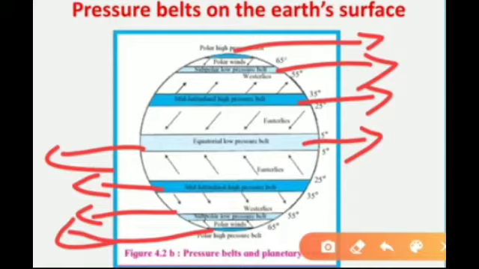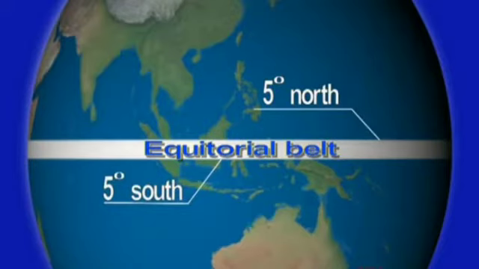Same pressure belt, student, we see in the south side also. So both the hemispheres have the same pressure belt. Now can you see the equatorial low pressure belt over here? Yes. On the north side the temperature is 5 degrees and on the south side the temperature is also 5 degrees. Means over here in this region, in the equatorial low pressure belt, the temperature is 5 degrees in the north and 5 degrees in the south.